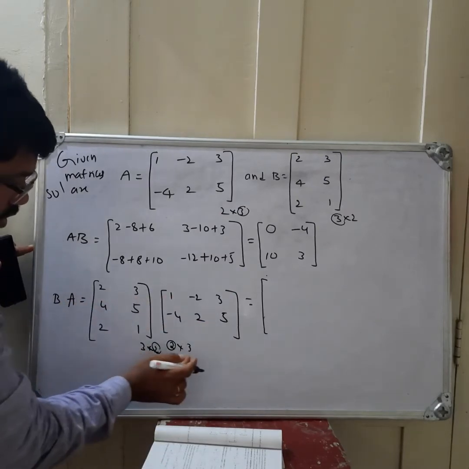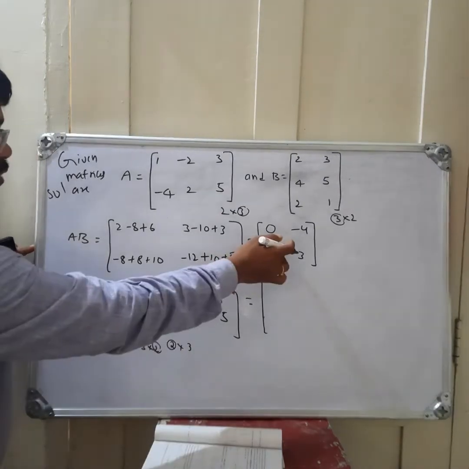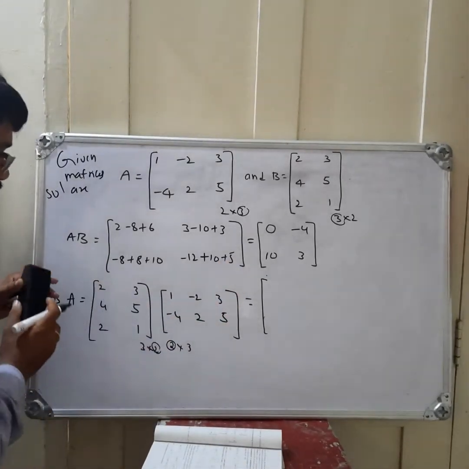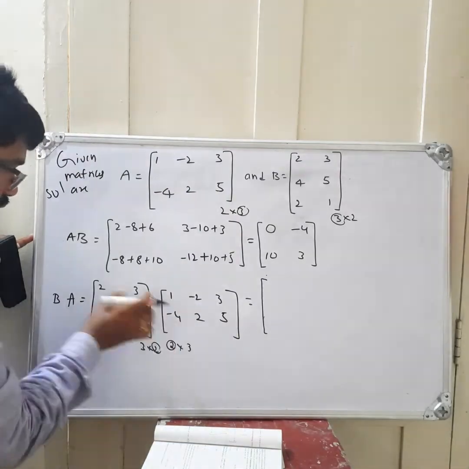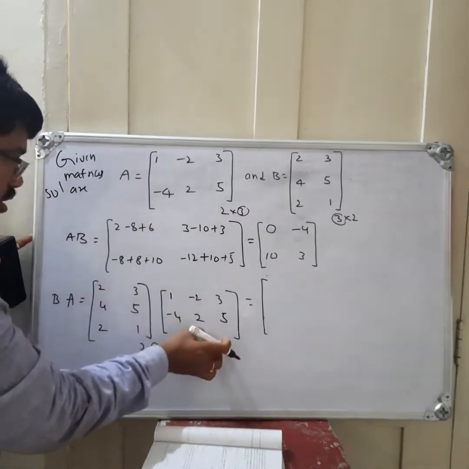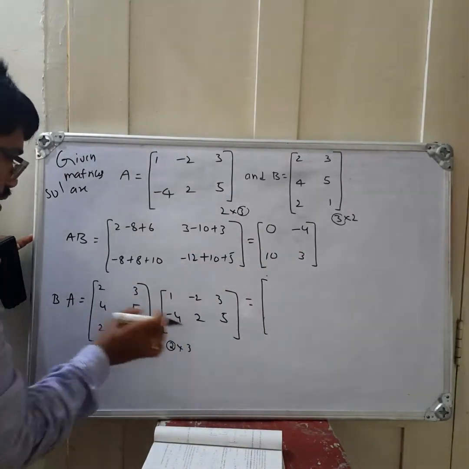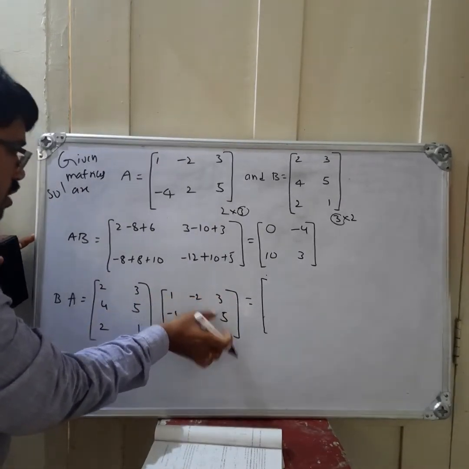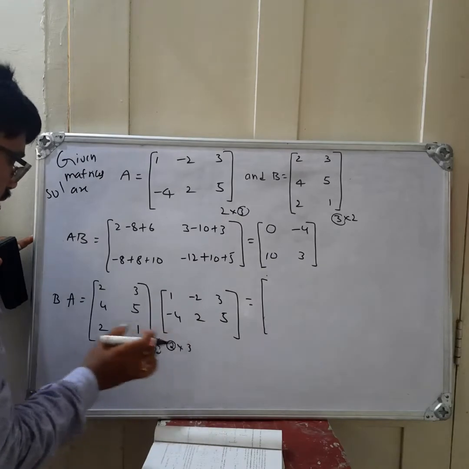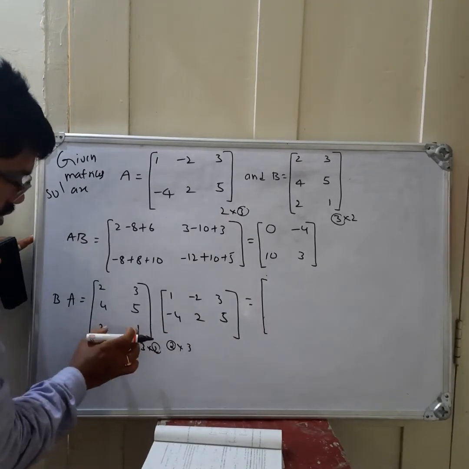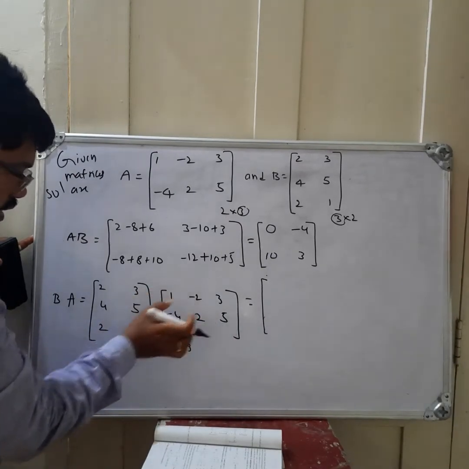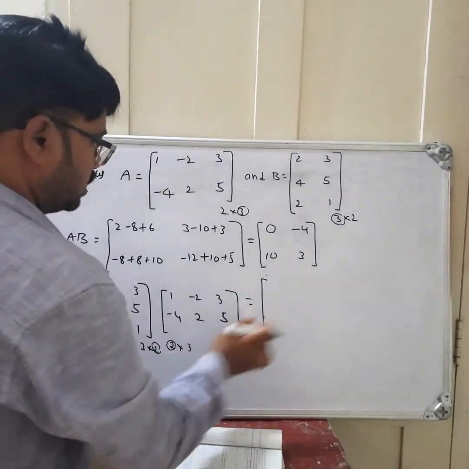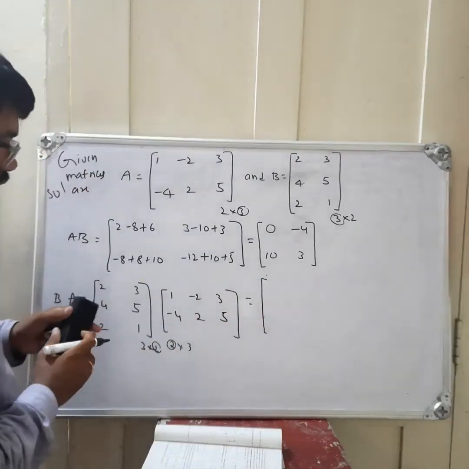Then what is the resultant matrix? 3 by 3. Here 2 by 2 came, here 3 by 3, which is also a square matrix. That means first row first column, first row second column, first row third column. Next, second row first column, second row second column, second row third column. Third row first column, third row second column, third row third column. We have to multiply the elements, and we will get the required elements of the resultant 3 by 3 matrix.